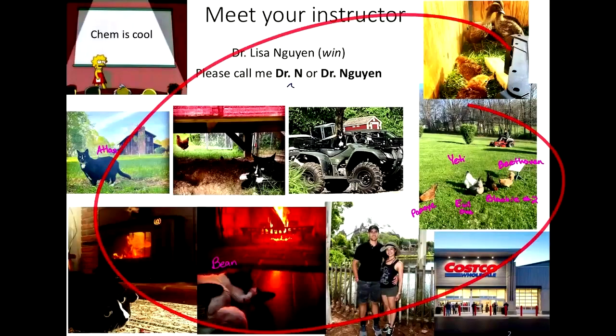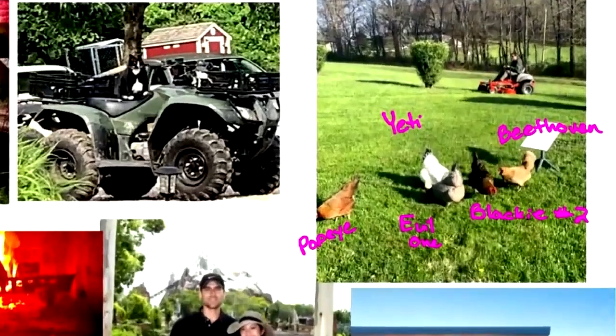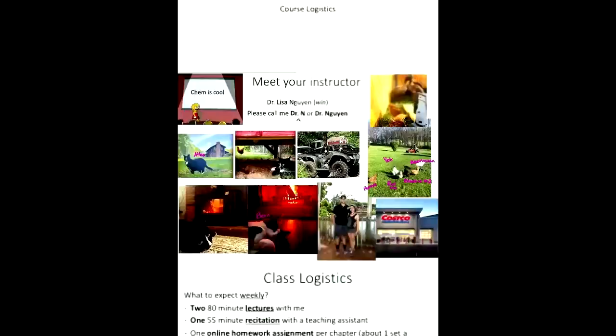So these pictures emulate me. I live on a hobby farm with my 2 cats and 8 chickens and 2 ducks and my husband. Here are my 2 cats, Atlas and Bean, enjoying farm life. Here are some of my chickens and their names, if you care: Popeye, Yeti, the evil one, Blackie number 2, and Beethoven. I actually have a sick chicken right now. She's in a crate on my dining room table, and as soon as office hours are over, I'm going to run home and take care of her. So those are my chickens.